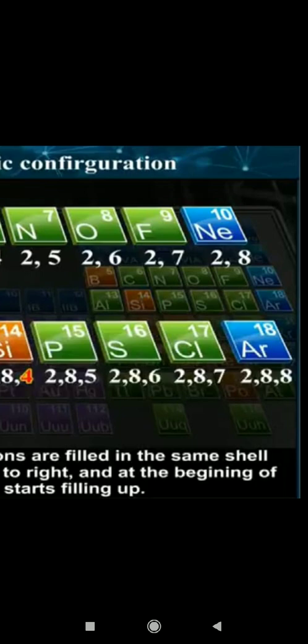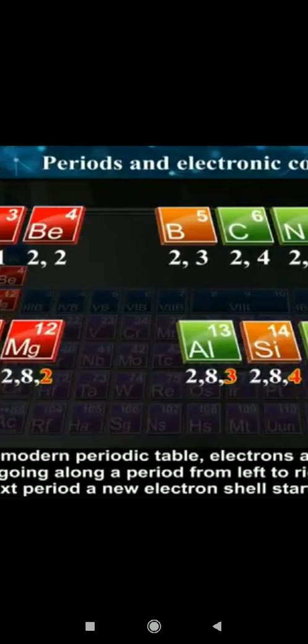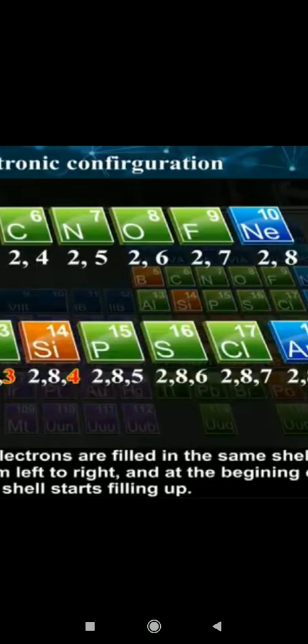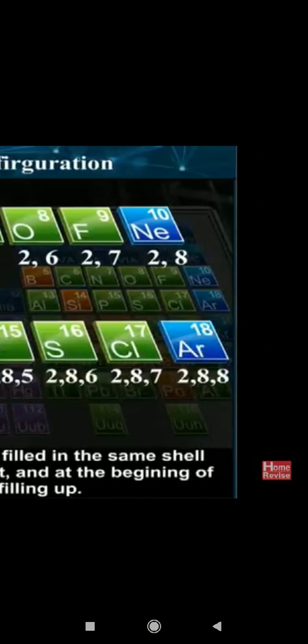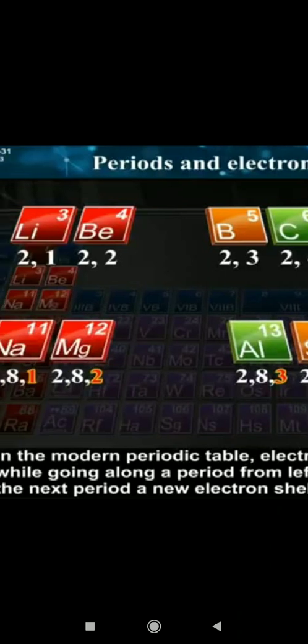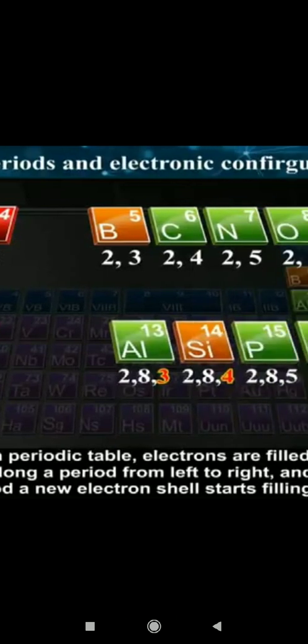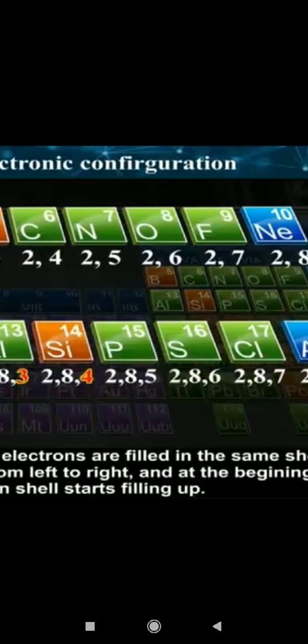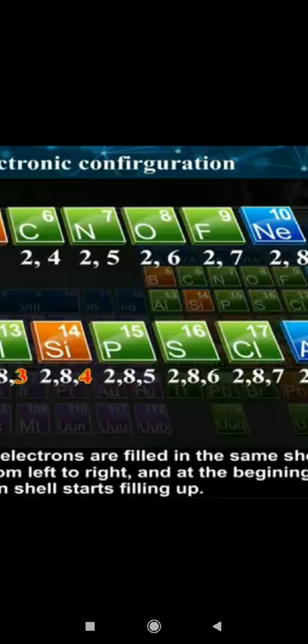By this, we can find out that while going from left to right within a period, atomic number increases by 1. Let us see, lithium atomic number 3, beryllium 4, boron 5, then carbon 6, and up to neon, we can see that one electron is added and the atomic number is also increased by 1. Hence, we can say that the elements with the same number of shells occupied by electrons belong to the same period.